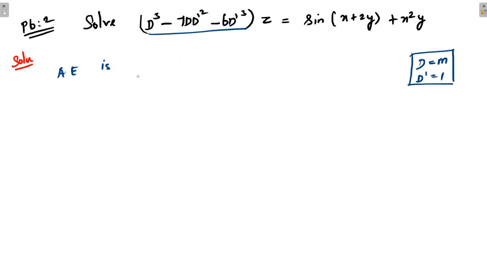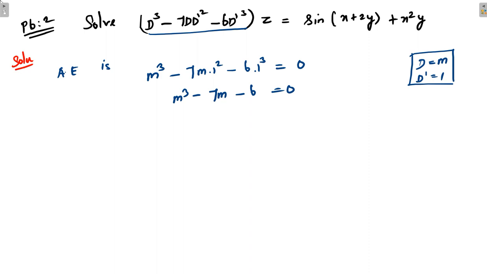So that means you may get m power 3 minus 7m into 1 square minus 6 into 1 cube equal to 0. So the auxiliary equation does not contain z, should not contain z. So m power 3 minus 7m minus 6 equal to 0. So this is a cubic equation. So if you want to find the roots without using calculator, you have to apply the trial and error method.